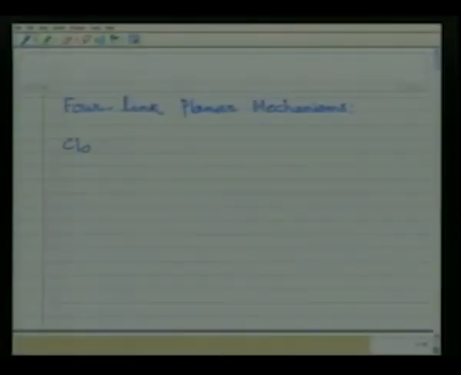Before getting into the four-link planar mechanisms, let us recall the technical, that is kinematic, definition of a mechanism. We have already defined a mechanism as a closed kinematic chain with one of its links fixed. It is obvious that to get a closed chain, we need at least three links.